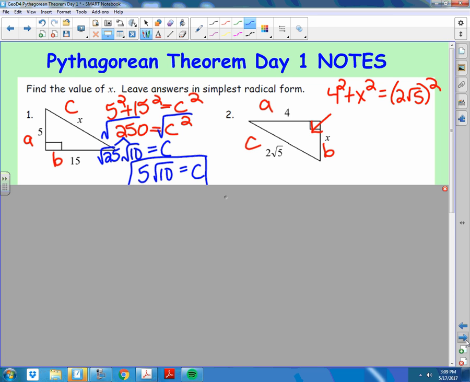Now you notice I put 2 root 5 in parentheses before I wrote it as squared. And I'm going to show you why you need to do that. So, hey, please, you're wrong, A and B, if you'll listen more, you'll learn. Got it? So we go 4 squared, which is 16, plus x squared, we don't know what that is, but now we get this guy.